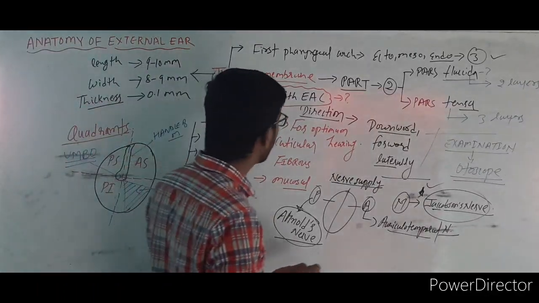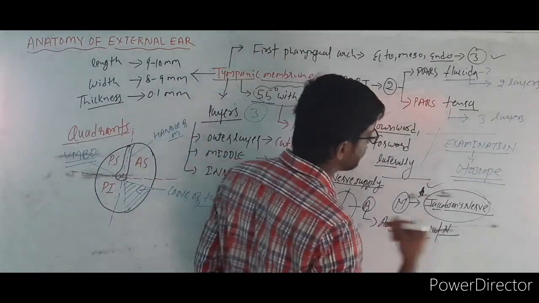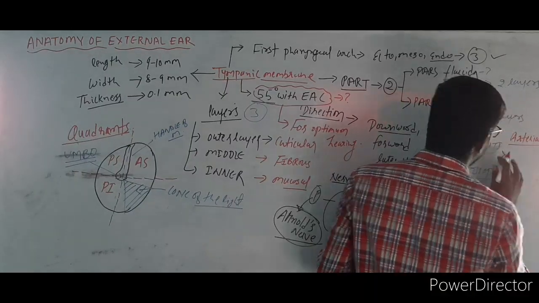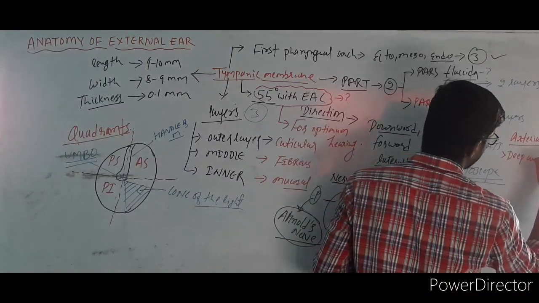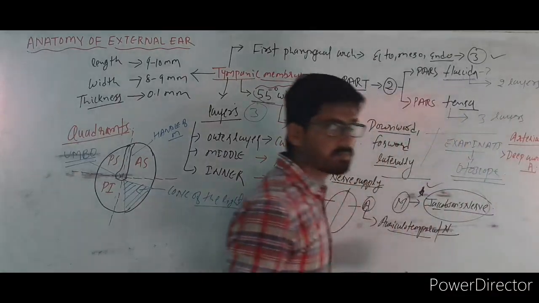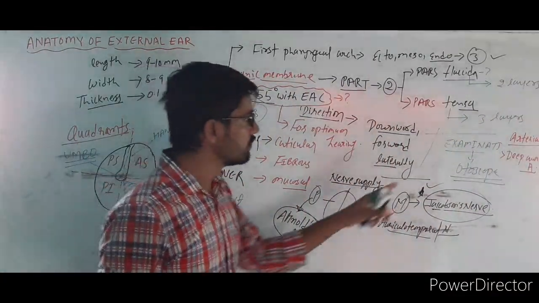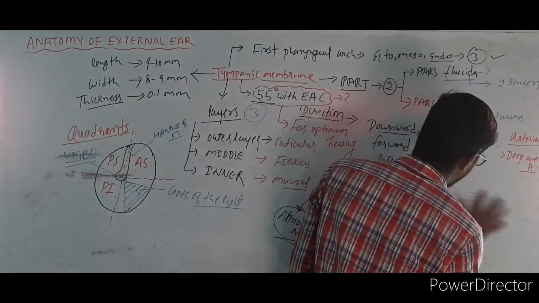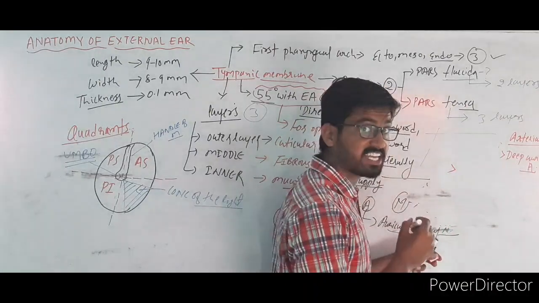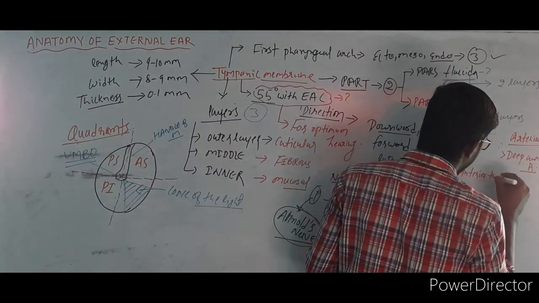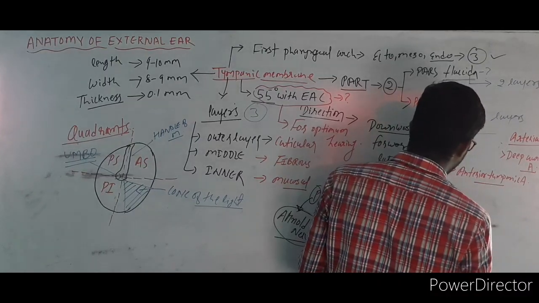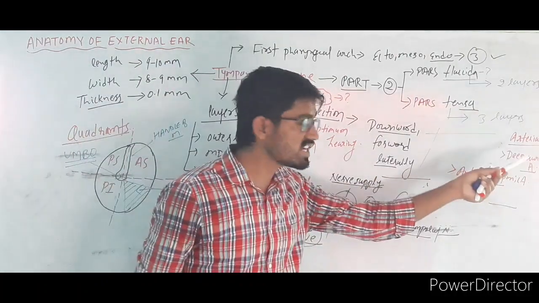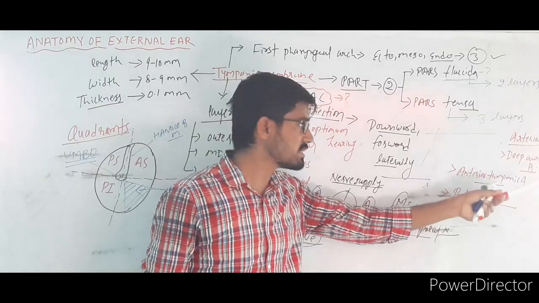Tell me the artery supply of the tympanic membrane. One is the deep auricular artery. The deep auricular artery is a branch of the first part of the maxillary artery. The second artery is called the anterior tympanic artery, and the last one is the posterior tympanic artery. The anterior tympanic artery is also a branch from the first part of the maxillary artery.